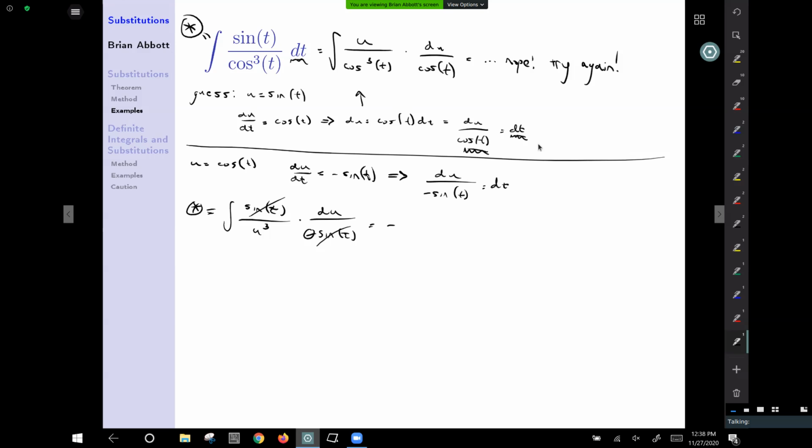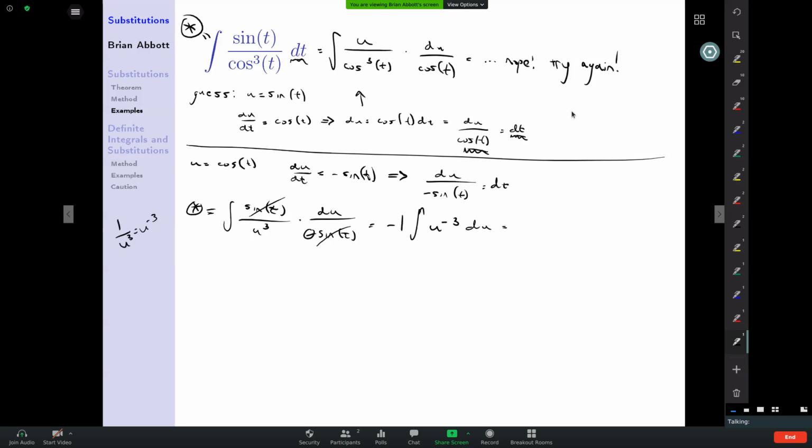Since you can pull constants through an integral, we're going to go ahead and pop that negative 1 out in front. Then I'm going to take a moment to write this as u to the negative third power, because 1 over u to the third is equal to u to the negative 3. That'll get me ready to integrate. Now we have something in terms of one variable that we can integrate. So the negative 1 just stays.